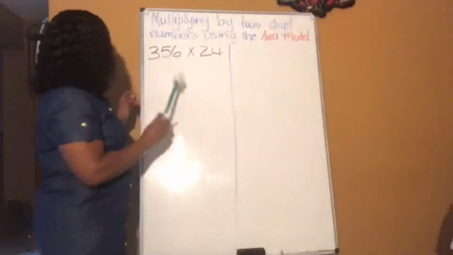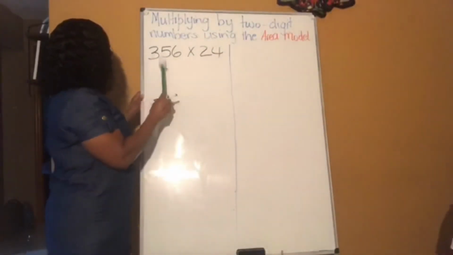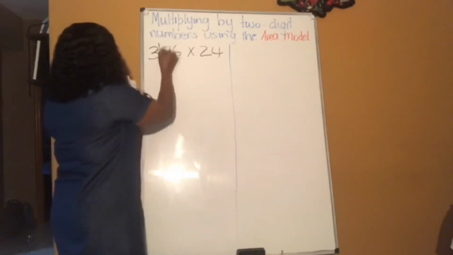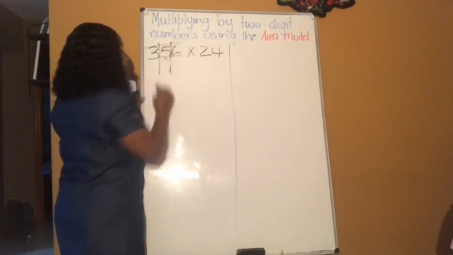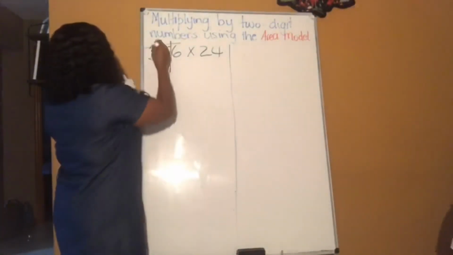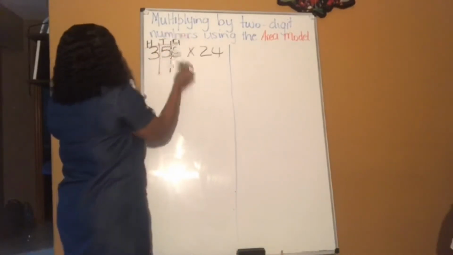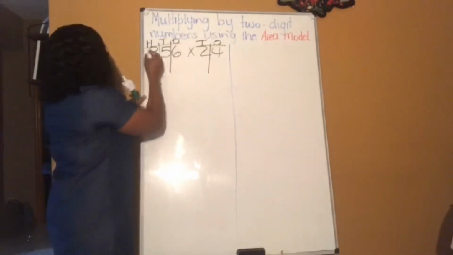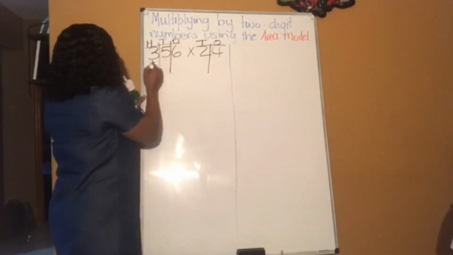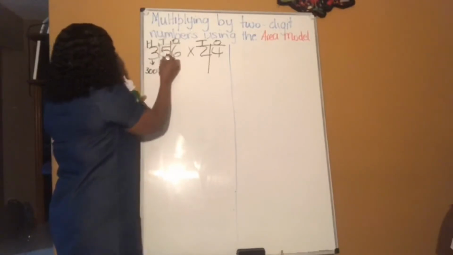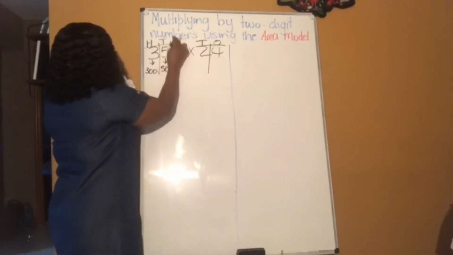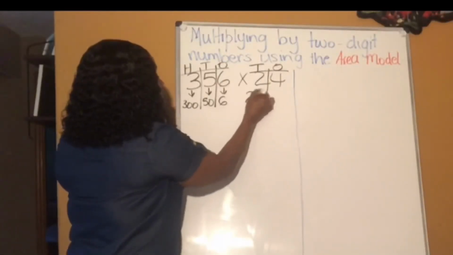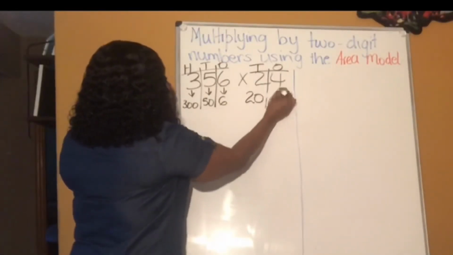So now we're going to multiply 356 times 24. Again, we need to divide our 356 as if we're putting it on a place value chart. So this is hundreds, tens, ones. Do the same with 24. This is tens and ones. So 300 is 300. 5 tens, that's 50. And 6 ones, that's 6. 2 tens, that's 20. And 4 ones, that's 4.